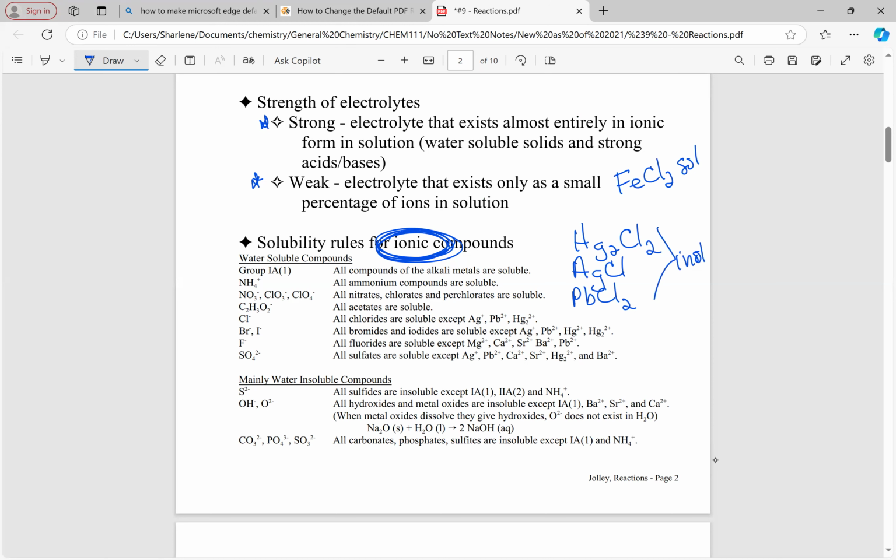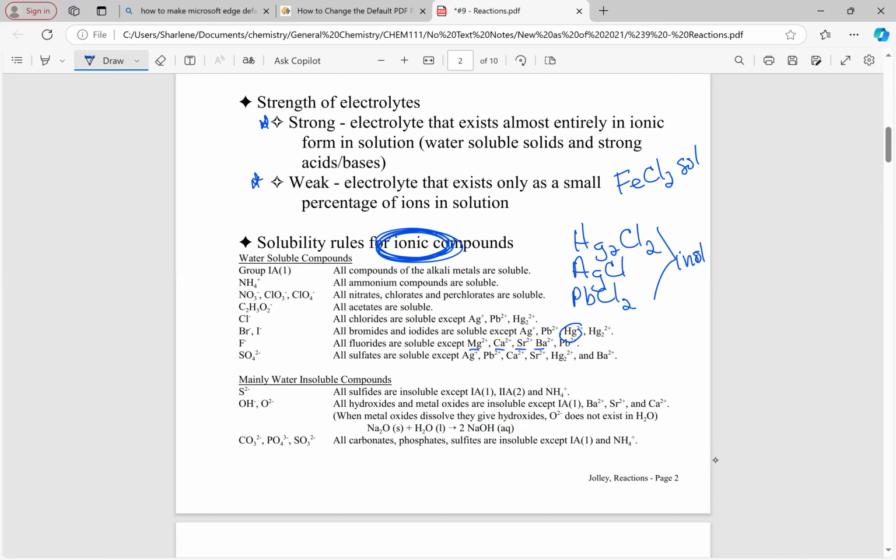So for bromine and iodide ions, they're all soluble except the silver, lead, and we're going to add in the mercury +2. All right, fluorides, I'm going to add in some magnesium, calcium, strontium, and barium, and then I'm only going to keep that lead from the ones above. And then the sulfates. All sulfates are soluble except the silver 1, lead +2, calcium, strontium, the mercury 1 polyatomic, and barium. All right, so that's the way that you would read the top.